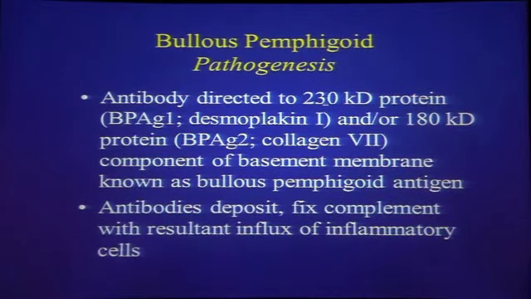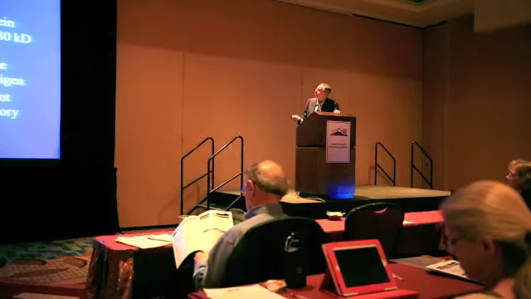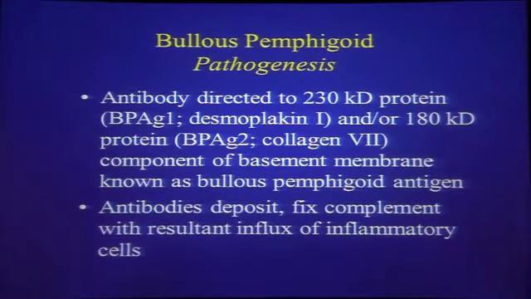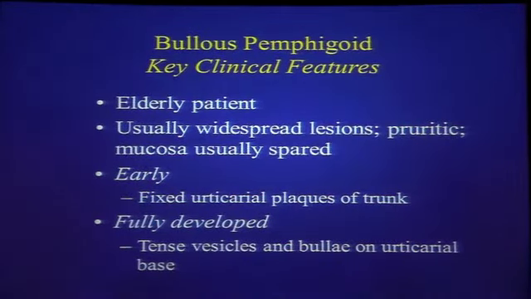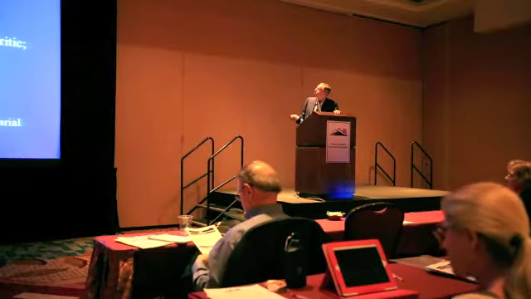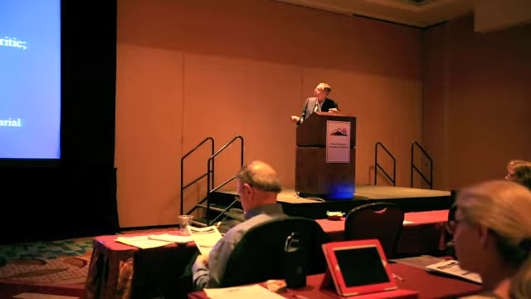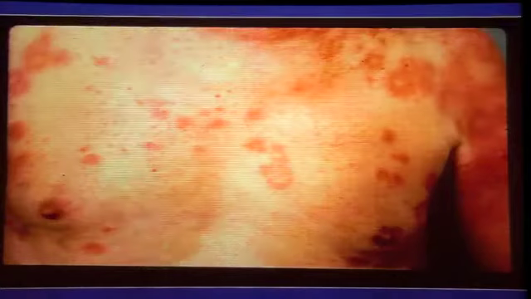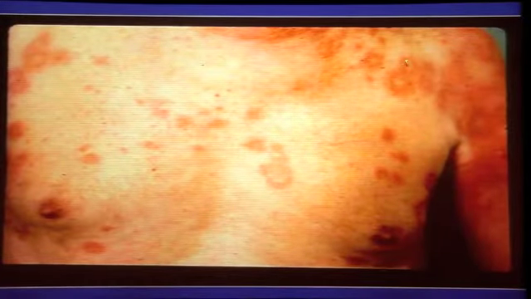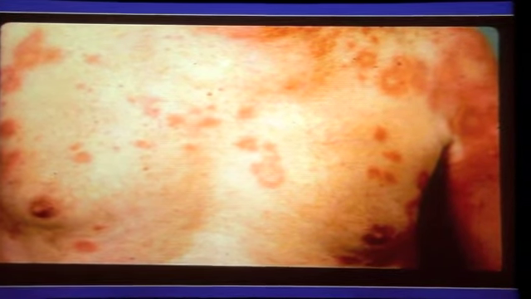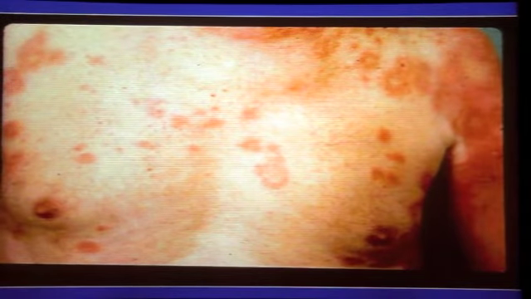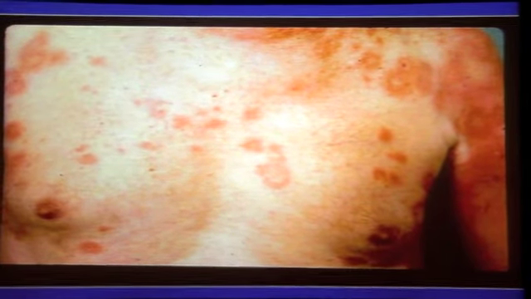It's an autoimmune process directed to desmoplakin or this 180 kilodalton bullous pemphigoid antigen 2, which is directed at type 7 collagen. And these antibodies deposit, they fix complement, they get blisters. Usually seen in older individuals. Early you'll see urticarial lesions, and then later on you'll see these tense blisters. These are some examples of the urticarial stage of bullous pemphigoid. Urticarial means it looks like urticaria, but it's not waxing and waning, it's fixed, and that's important.